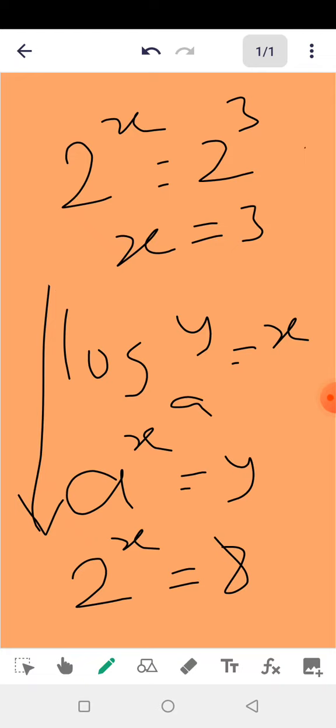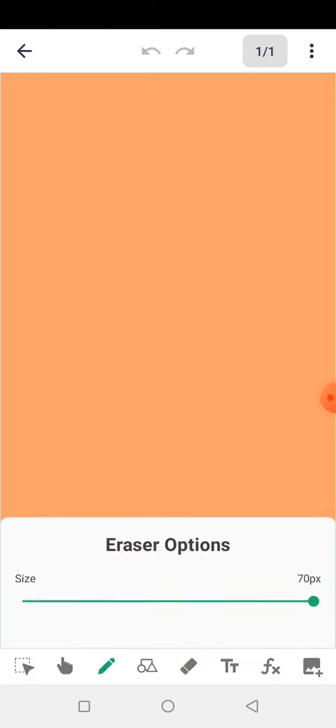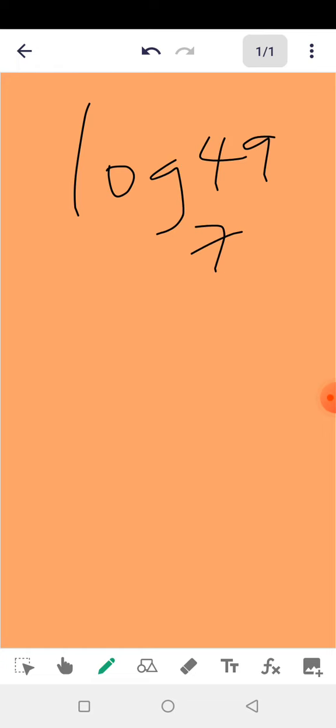Now guys, I would like you to try this yourself. Tell me what the answer will be. If you have, say, log 49 base 7, what will the answer be? I'll give you like 10 seconds to quickly figure that out. I think 10 is too much. I'll give you 5 seconds to figure that out.